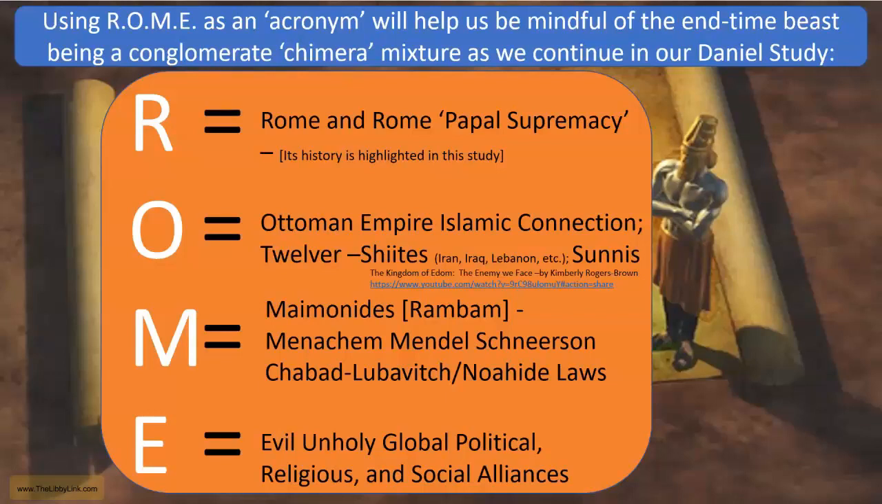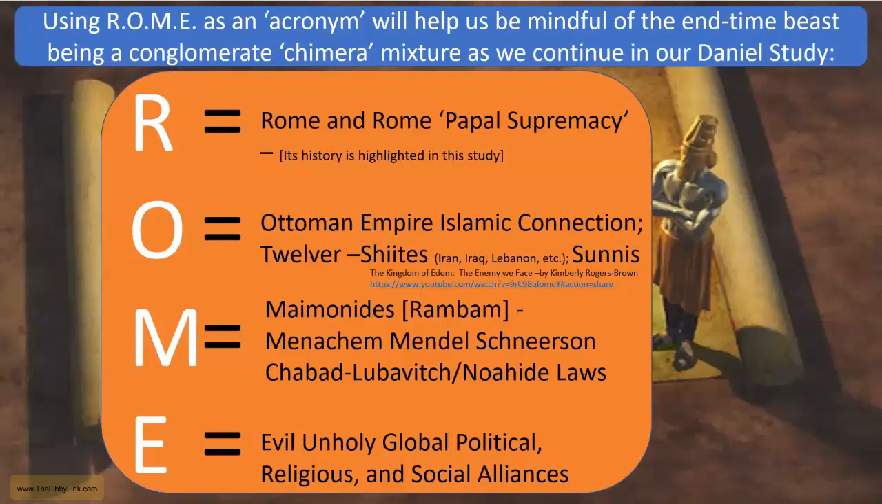And then for the E, I put that equaling evil, unholy, global, political, religious, and social alliances. So as we go along, I mainly want us to know that we're going to be focusing on the history of Rome and seeing so much more than we've never seen before. But we also acknowledge that there's a whole lot of other stuff going along in history at the same time.